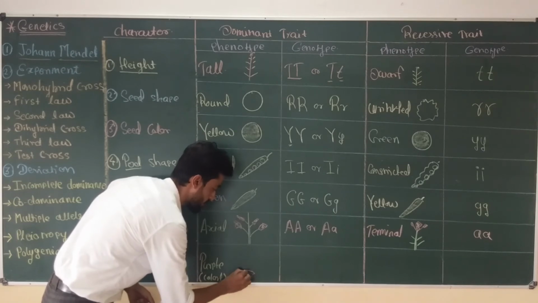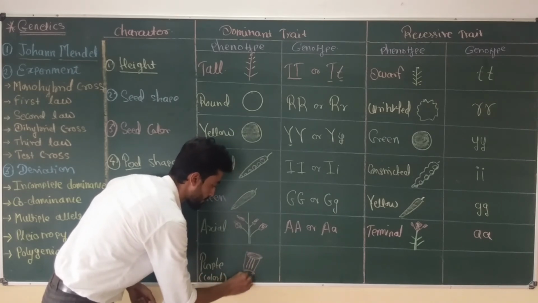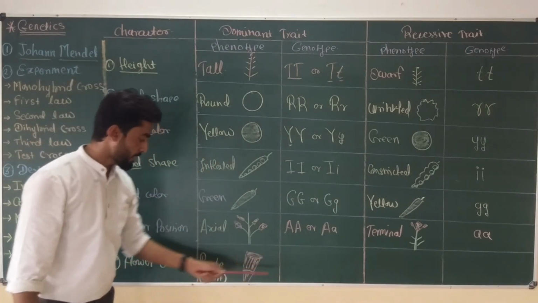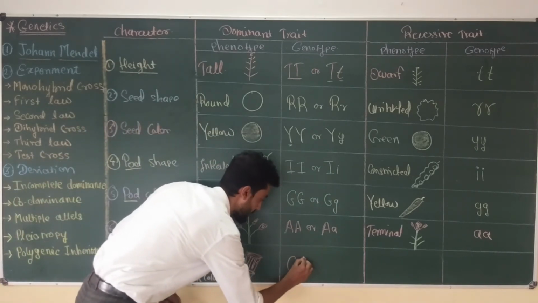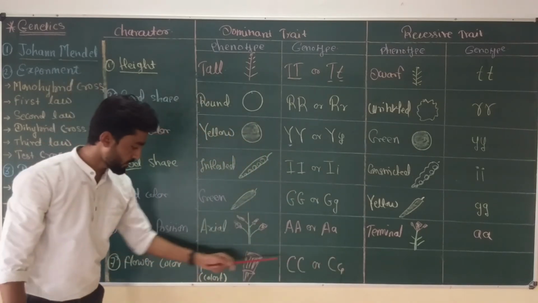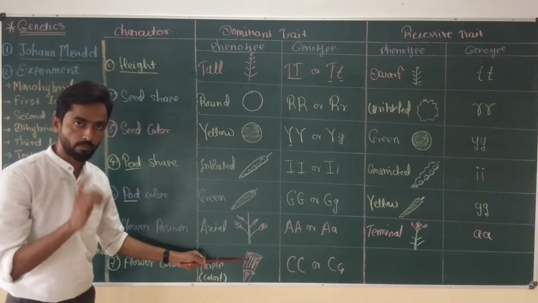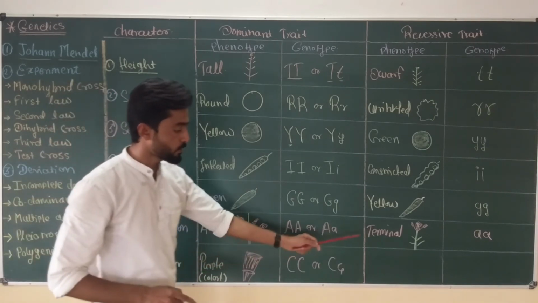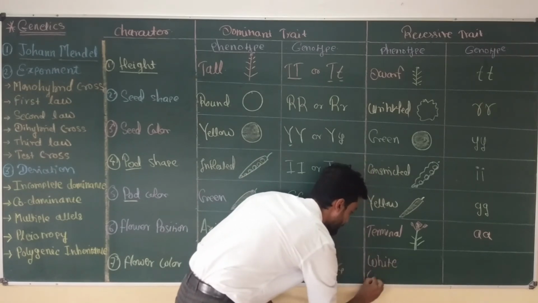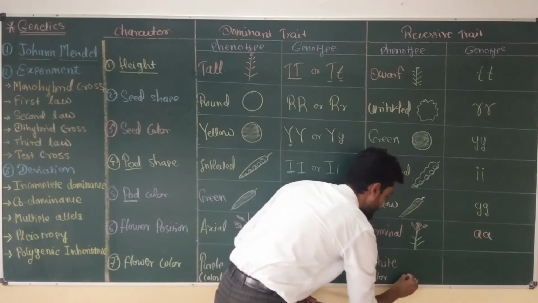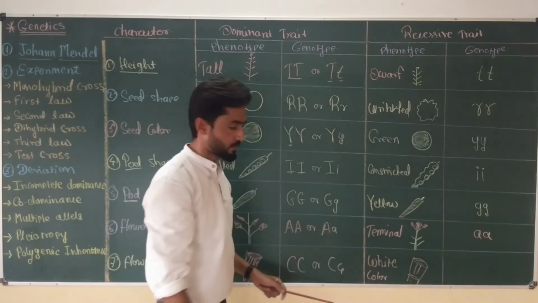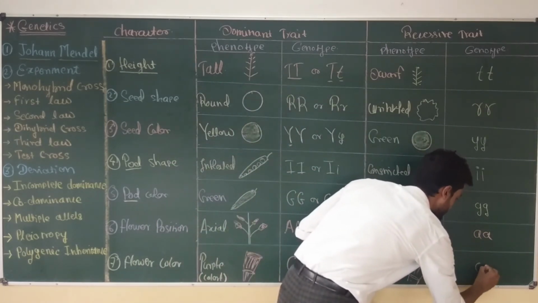So if we draw the flower, it is going to look like this, and its genotype will always be capital C capital C or capital C small c. This C is for colored flower, and the color will be purple. Now its recessive partner is the white color flower. In this case the flower is going to have white color, and the genotype of this type of flower will be small c, small c.